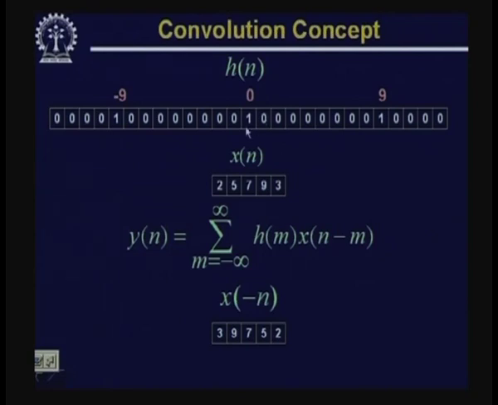Here we have taken two signals h n and x n, both of them for this purpose in the sample domain. So, h n is represented by this and x n is represented by this.